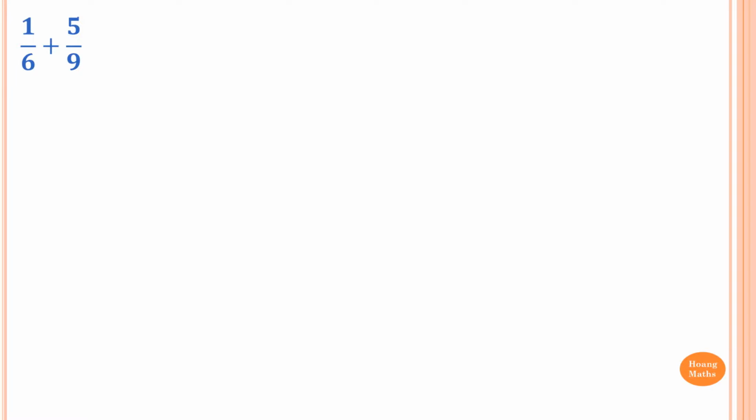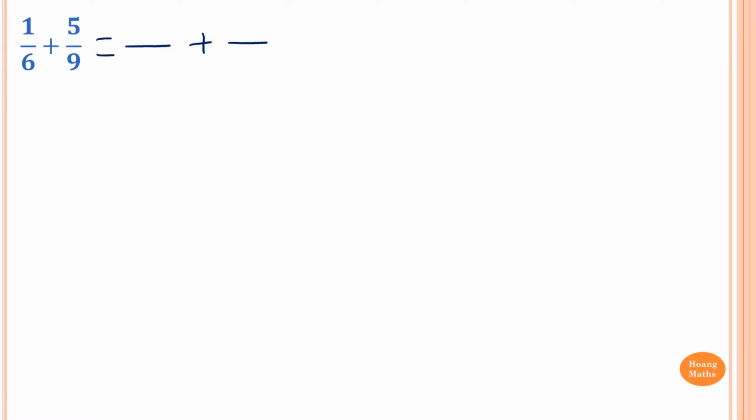1/6 plus 5/9. Now to add fractions, the first step is we need to find the common denominator. In other words, we need to make the bottom the same. At the moment, they're different. So we need to find the common denominator. So we just add this first.